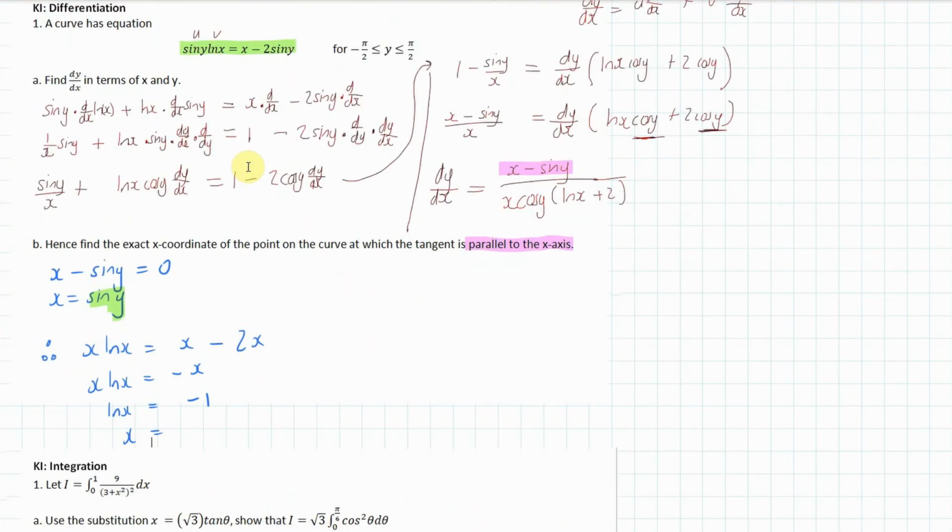I'll do one more step just to help you. Okay, so from here I'm going to go ln x equals ln e to the minus 1, and so we'll get x equals e to the minus 1, or x equals 1 over e. Okay, so remember your log rules. This step's an important one.